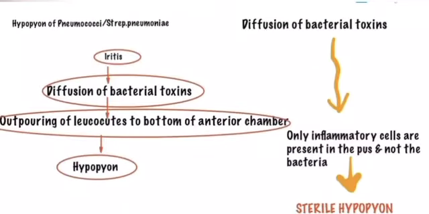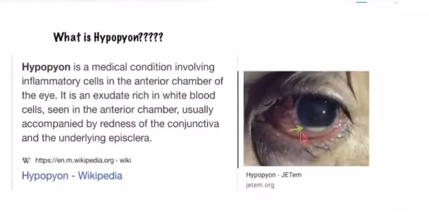So why is the Hypopyon of S. pneumoniae known as a sterile Hypopyon? Another MCQ: the Hypopyon of S. pneumoniae is a sterile Hypopyon because it does not have bacteria, it only has white blood cells, that is leukocytes. The pus only has WBCs in the Hypopyon.